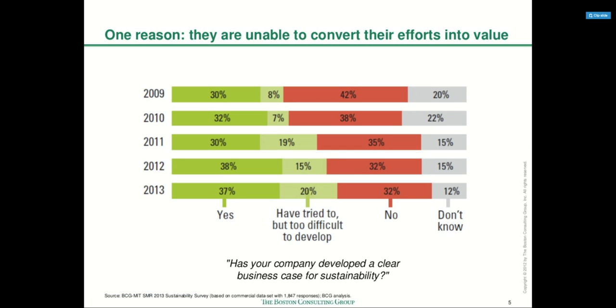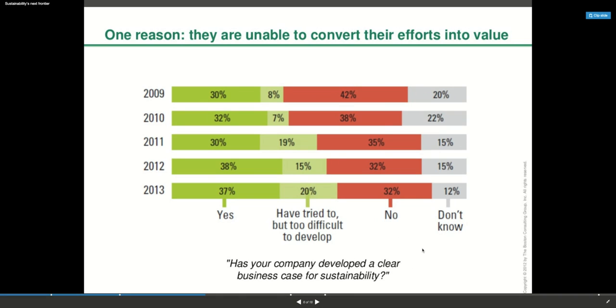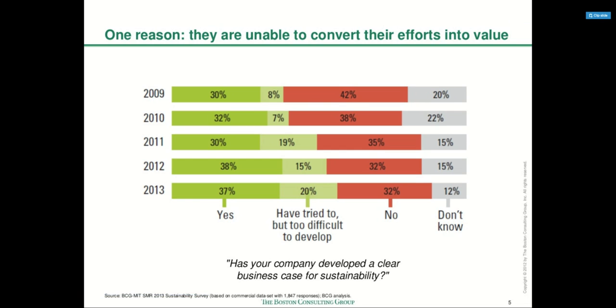So here's the reason they're not able to convert their efforts into value. The survey question is: has your company developed a clear business case for sustainability? And you say up front, what's the takeaway from this chart? They're not able to convert their efforts into value. The people who've said yes to this are about a third, so two thirds haven't been able to do that. Now you can see where the failure is coming in.